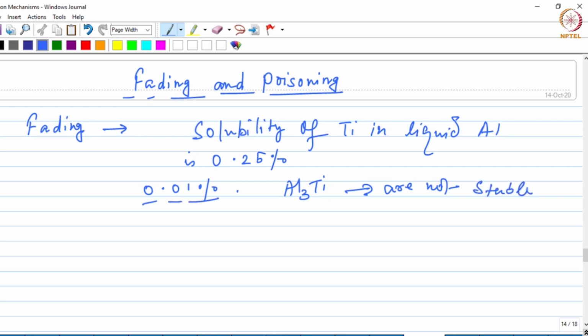Because titanium can dissolve, since the solubility of titanium in liquid aluminium is much higher compared to the concentration in which it is added, okay? So this will lead to dissolution of these particles with time. So Al3Ti particles will dissolve with time.